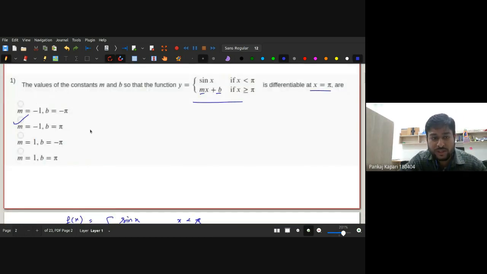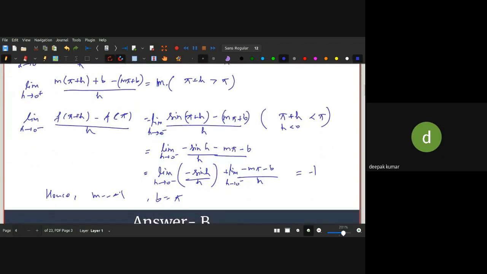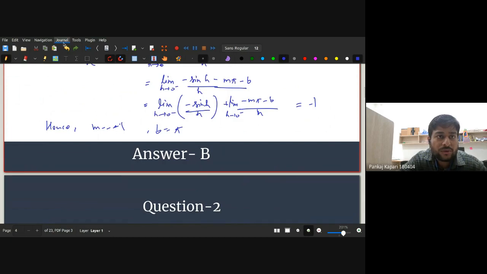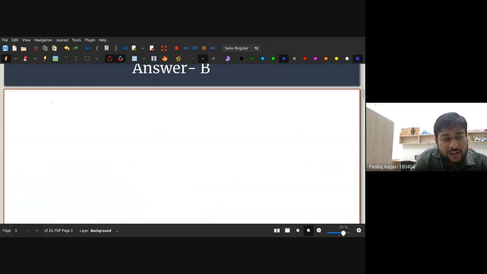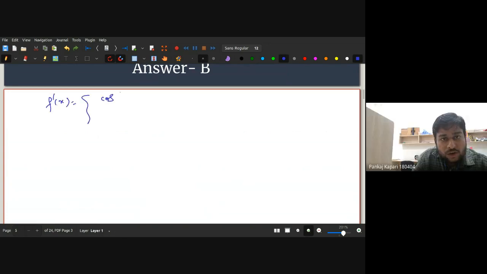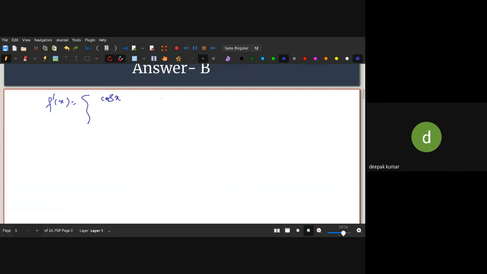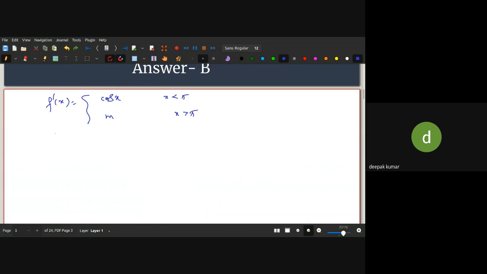Okay, so what you were saying? Sir, I'm saying, can we do it like this? F dash directly: when x is less than pi, we can say the derivative of sin x is cos x. So you want to differentiate the function on the left hand of pi and right hand of pi, right? Yes, sir. Can we just say that this is cos x if x is less than pi, and then you will have just m if x is greater than pi?